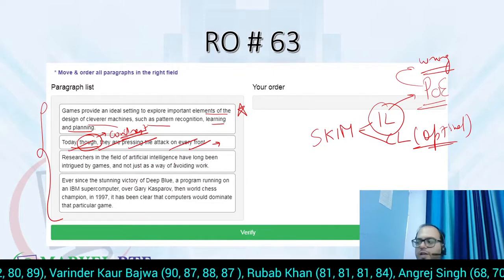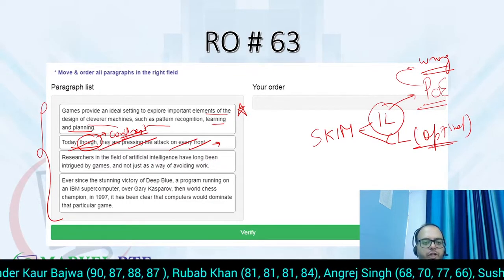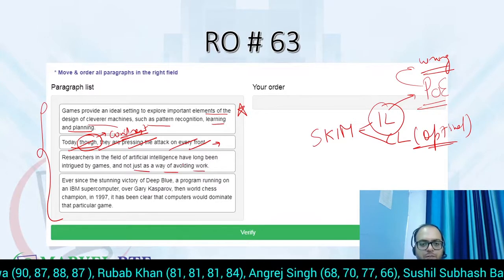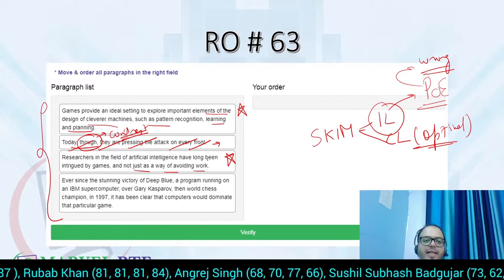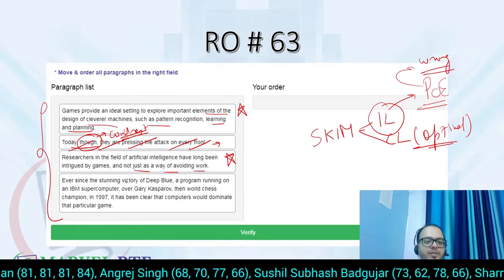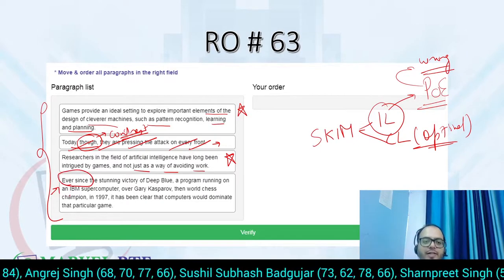Researchers in the field of artificial intelligence have long been intrigued by games and not just as a way of avoiding work. Yes, this is also an independent line because nothing here is dependent on any other line. Ever since, meaning from when, so it cannot be an independent line.